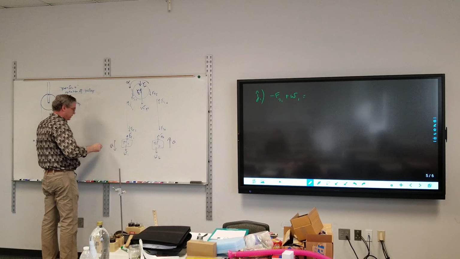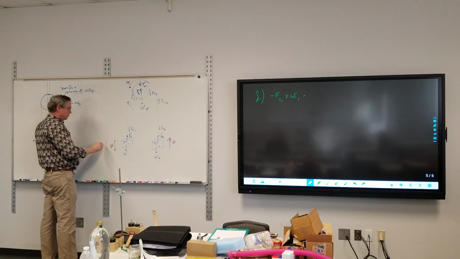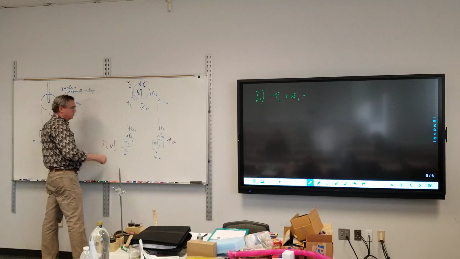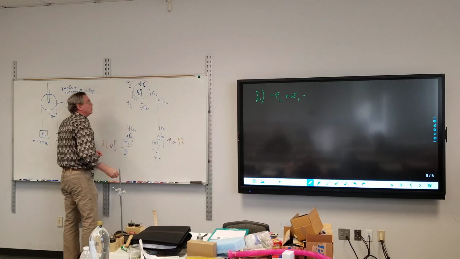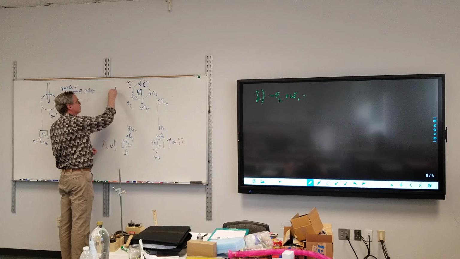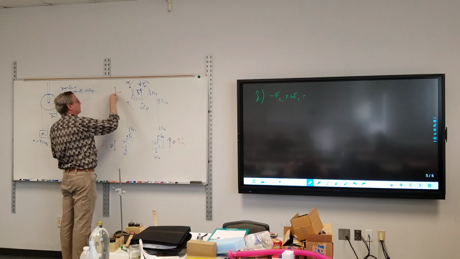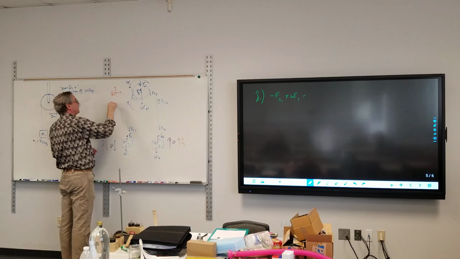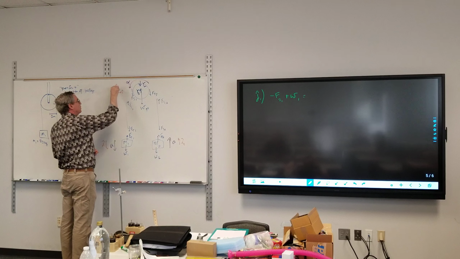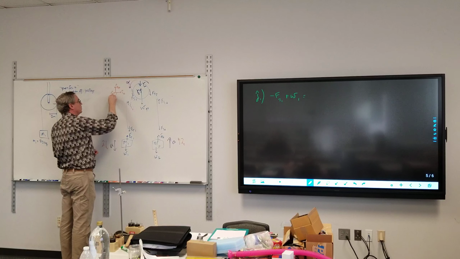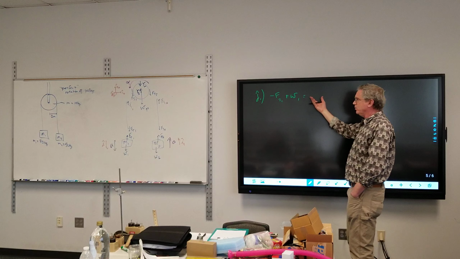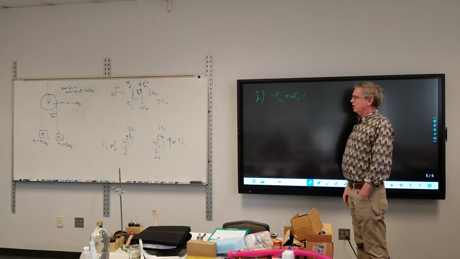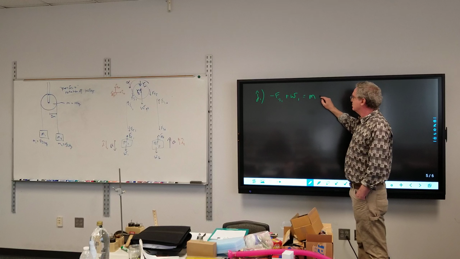Well, for here, we'll make that positive, J1 hat, or we'll make that positive, J2 hat. And see, it's gonna turn out to be positive, so K hat out. Equals mass times acceleration.